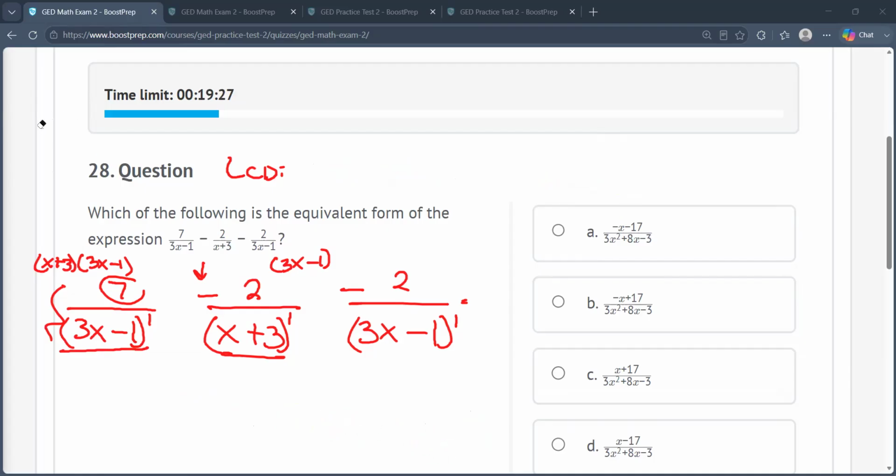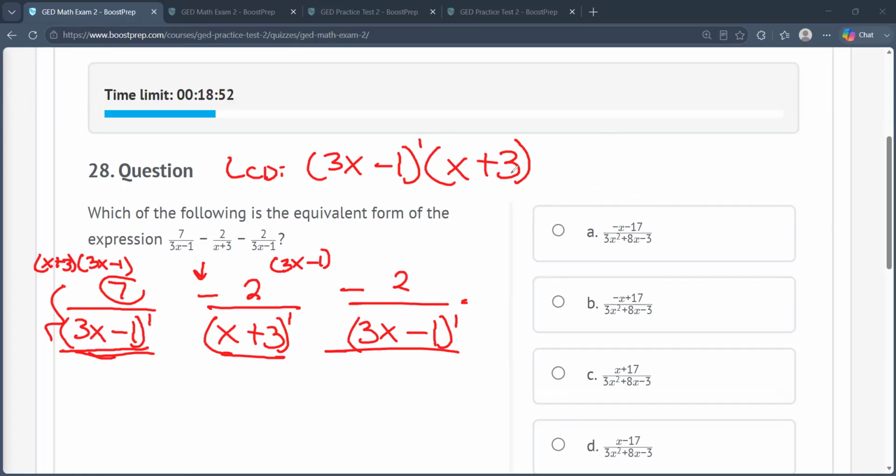So look at the bottom. It's in the most prime form and can't be broken down. Do you see a repeating base? Yes, I see this base of 3x minus 1 as a repeating base because I see it here and I also see it there, right? So the key is if you have a repeating base, you pick the one with the highest power. Since they're both to the power 1, you just pick the 3x minus 1 to the power 1. And then you have a non-repeating base of x plus 3.